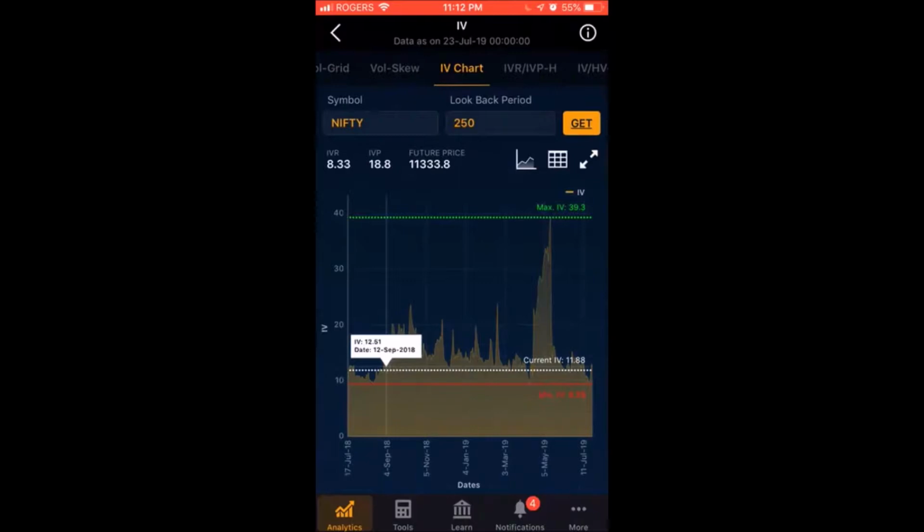What is that implied volatility? It's one number. It's basically the at the money call plus the at the money put divided by 2. So it gives you one number for an implied volatility reading.